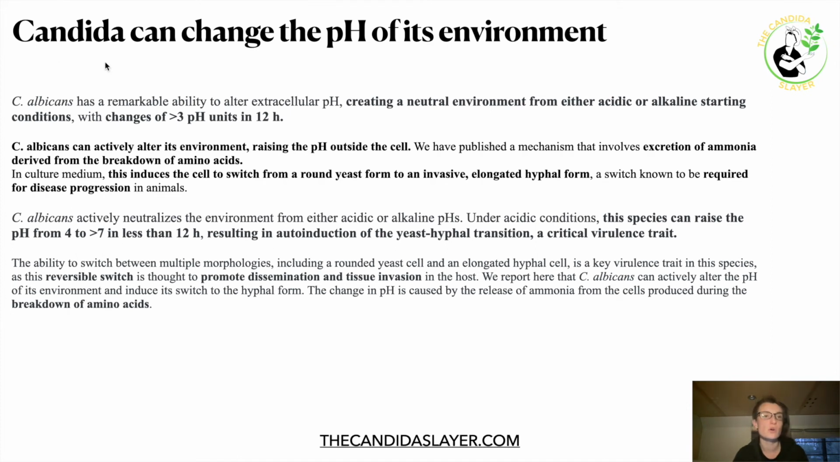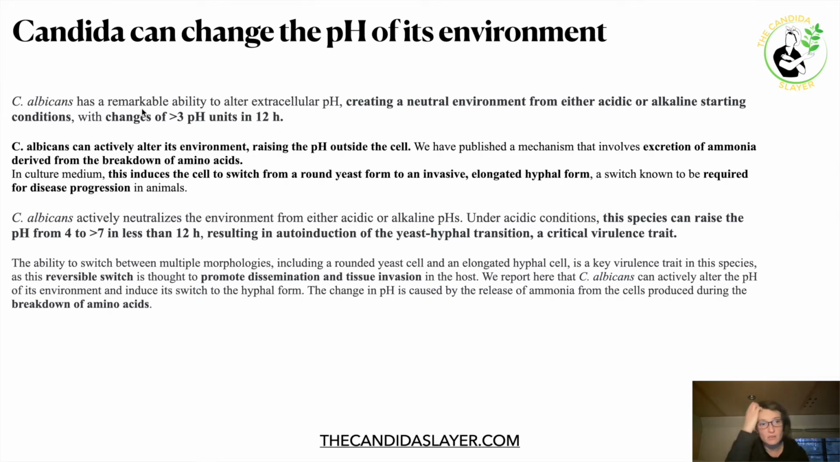Now, the studies show that Candida can change the pH of its environment. So Candida itself will change the pH if it needs to. So again, people saying that alkalinity kills Candida, it's not true, because here you have different studies that explain that Candida can change the pH of its environment to make it more alkaline.